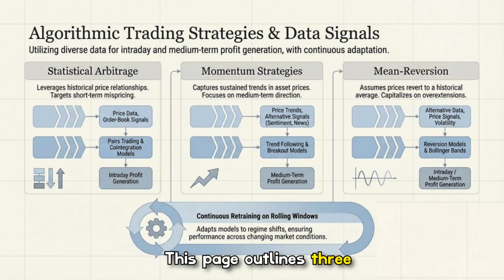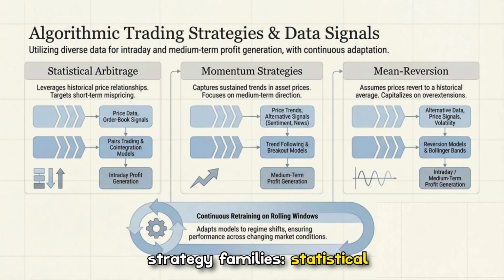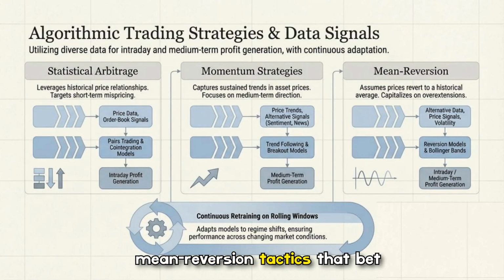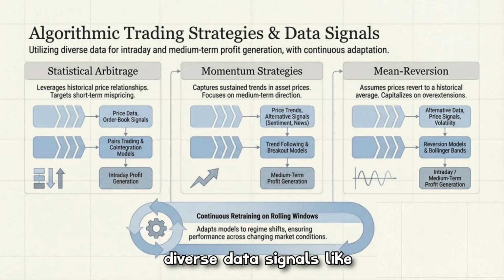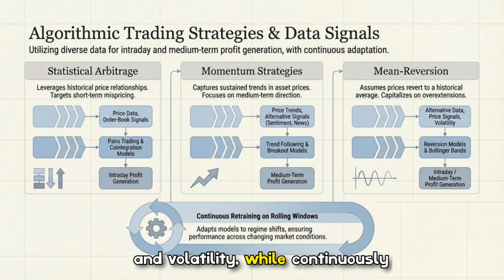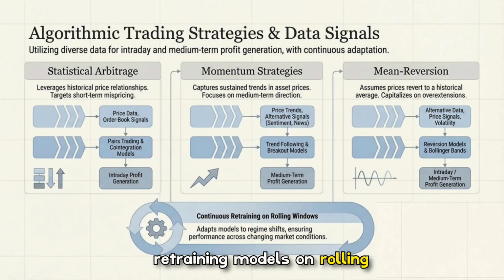This page outlines three strategy families: statistical arbitrage that exploits historical price relationships, momentum approaches that follow sustained trends, and mean reversion tactics that bet on price normalization. The diagram emphasizes using diverse data signals like order book events, sentiment, and volatility, while continuously retraining models on rolling windows to adapt to regime shifts and preserve performance.